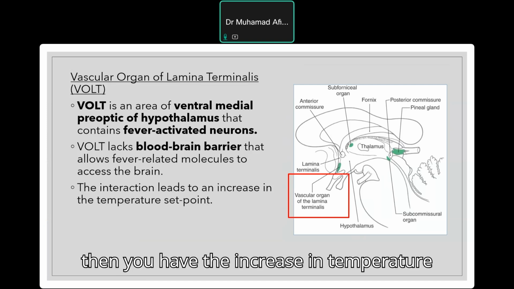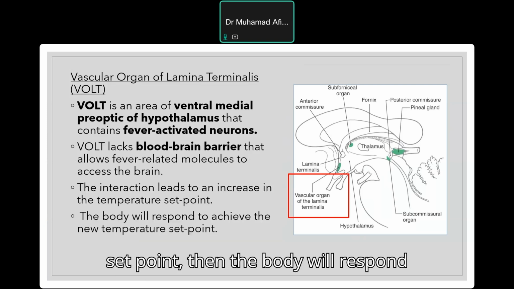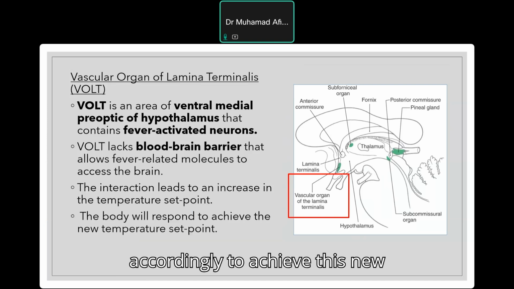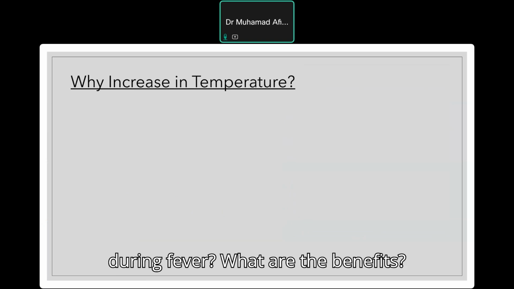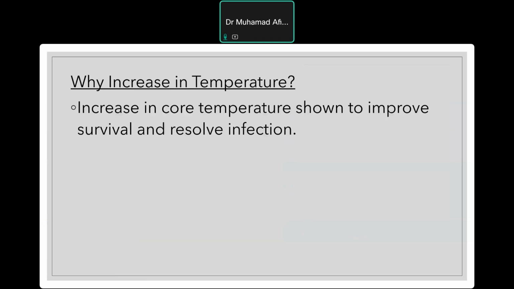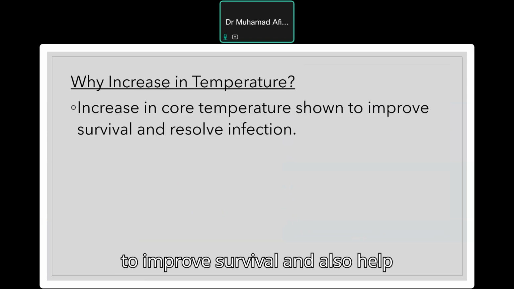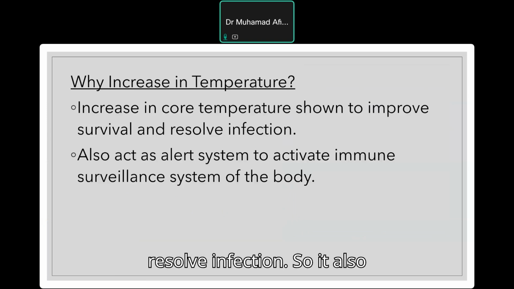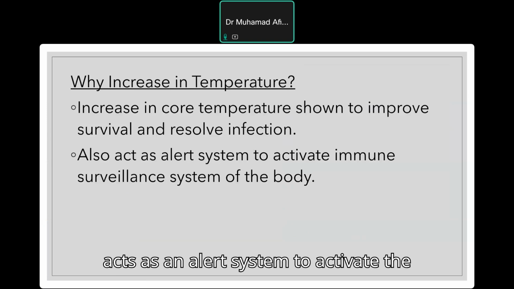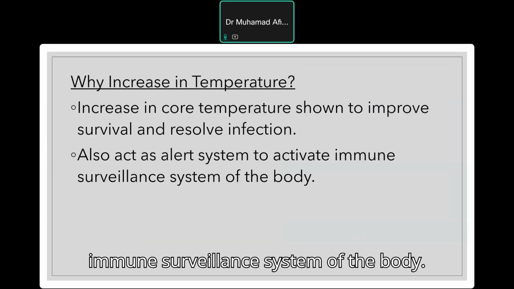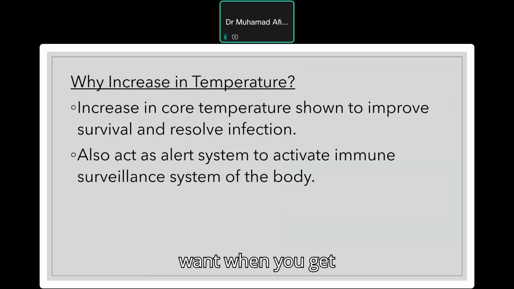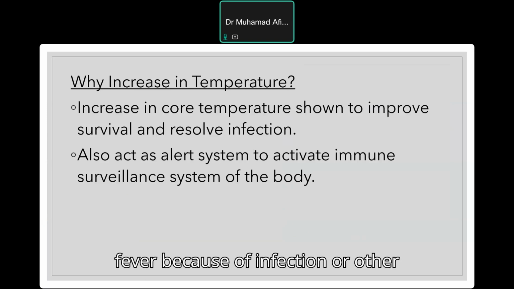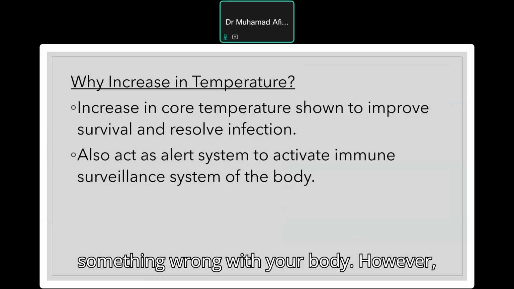Then you have the increase in temperature set point, and the body will respond accordingly to achieve this new temperature set point. So why do we need an increase in temperature during fever? What are the benefits? Increase in core temperature has been shown to improve survival and also help resolve infection. It also acts as an alert system to activate the immune surveillance system of the body. Usually these are the things that you want when you get fever because of infection or other causes in the body. Increase in temperature basically says there is something wrong with your body.